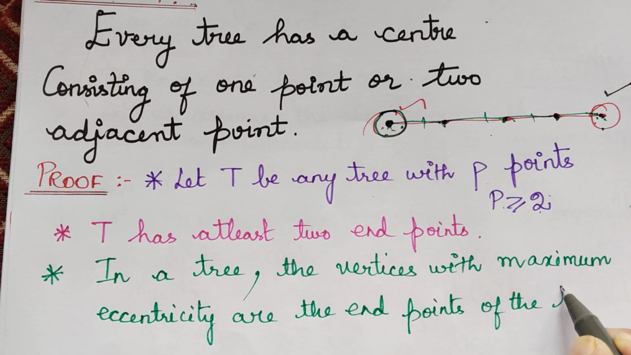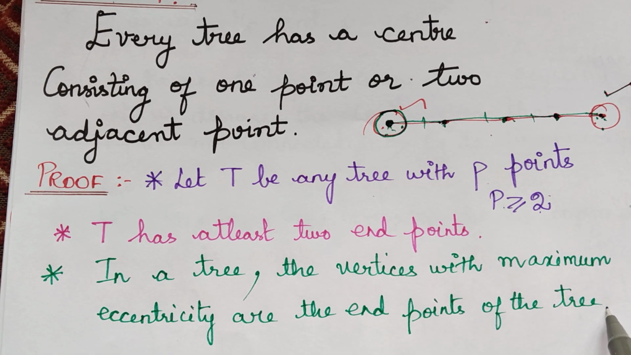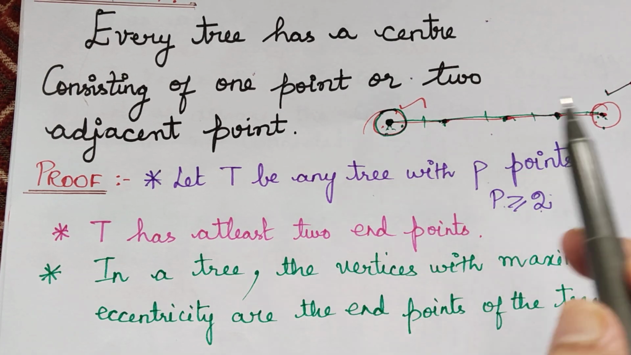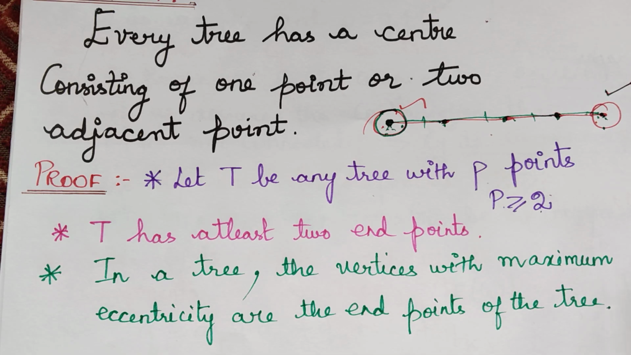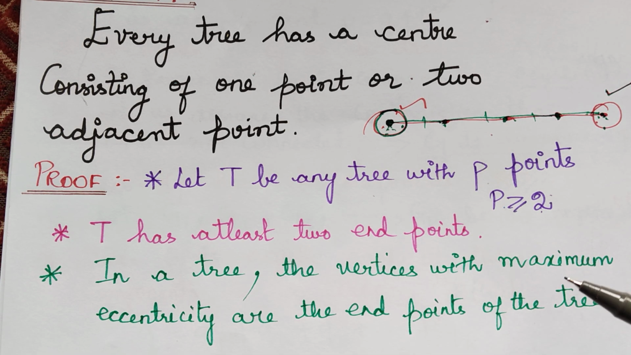What is the reason? I told you the reason. With maximum distance from a given point, it will be the endpoints only that will have the maximum distance from any given point of that graph. That is, from a given point, the eccentricity will be maximum.